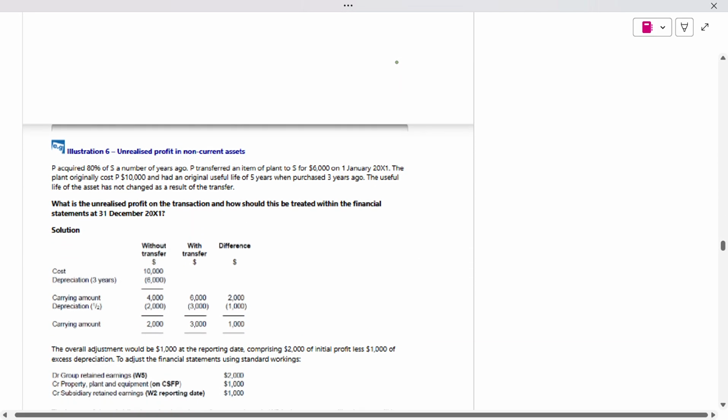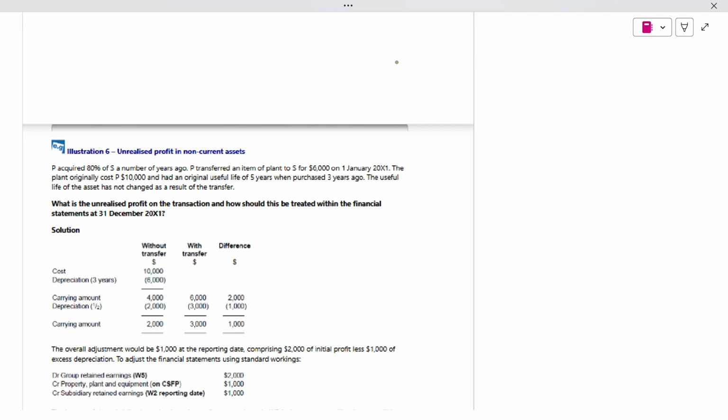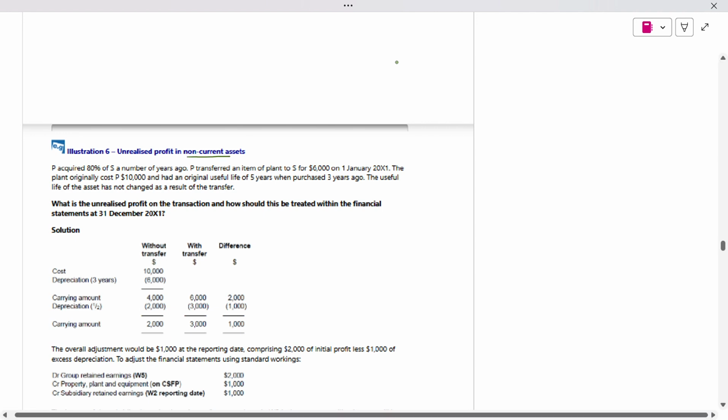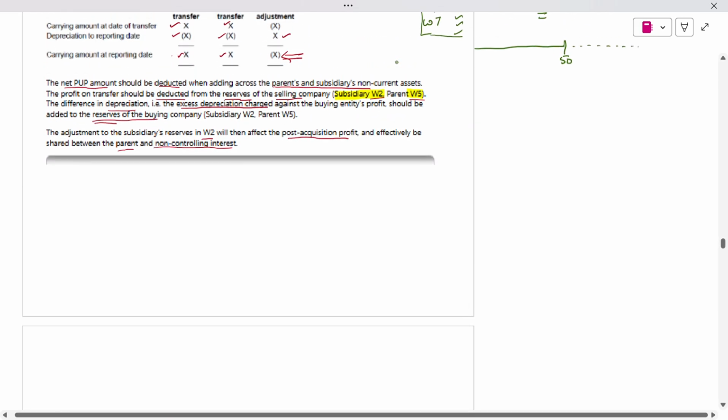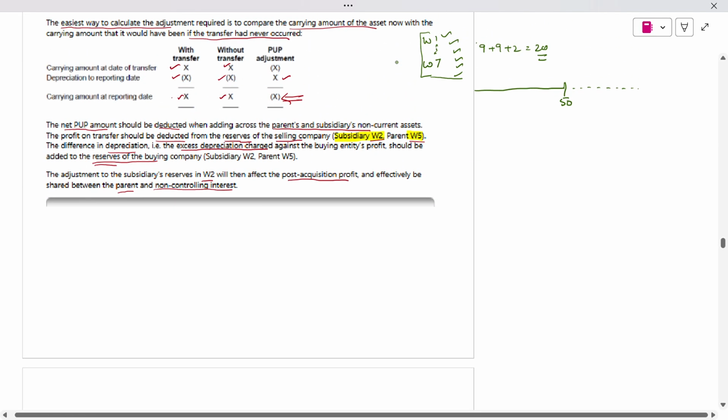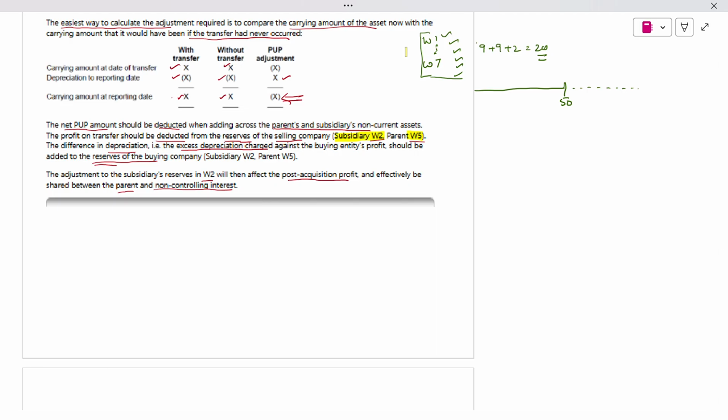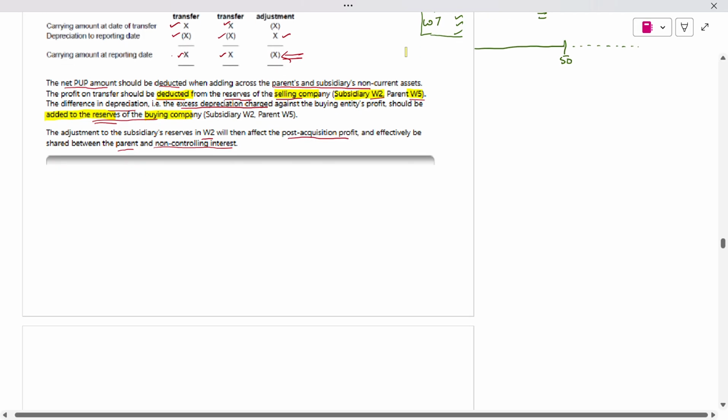Now, they are talking about the illustration. Illustration, I will not take that much time. Unrealized profit in non-current assets: whatever they say, if it is a non-current asset, treat it in a normal way. Any difference, any excess, has to be deducted from the reserves of the selling company, and we have to add it back to the reserves of the buying company. This is what we have to make sure.